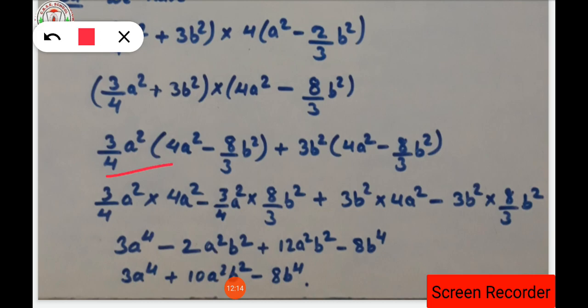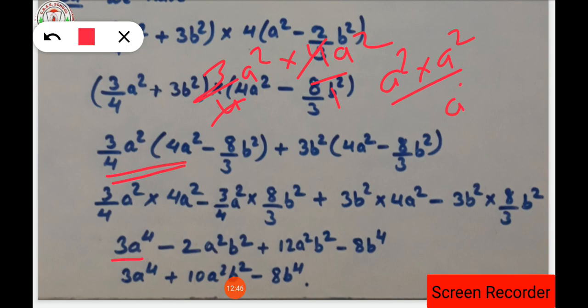Here, when these two terms multiply, 3 upon 4a square is going to multiply with 4a square. So 4 in the denominator, 4 ones are there. From the numerator and denominator, 4 will get cancelled, and 3 will multiply with 1, it will become 3 itself. A square into a square, same base, therefore powers will be added, so it will become a to the power 4. So the answer will be 3a to the power 4, isn't it?